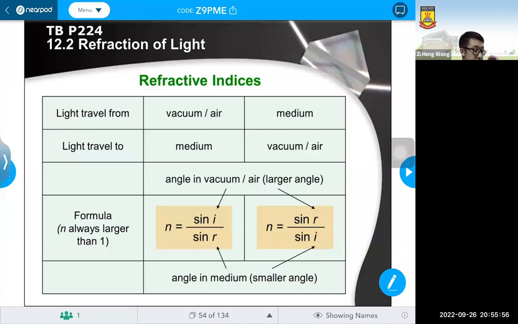Anyway, let's say we are traveling from vacuum into a medium. You use n equals sine i over sine r. If you're traveling from a medium into a vacuum, n equals sine r over sine i. You'll notice that the angle on top will always be the larger angle, which is always the angle in the vacuum. The angle below will always be the smaller angle, and it will always be the angle in the medium. I hope this is clear.